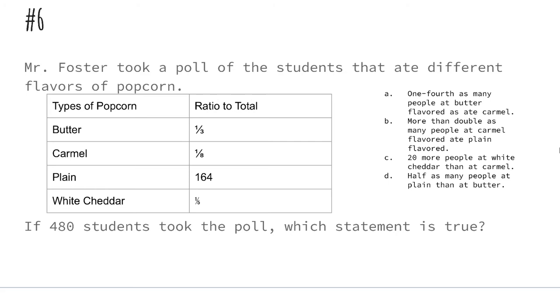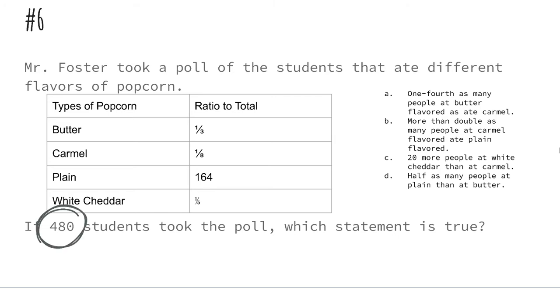Mr. Foster took a poll of the students that ate different flavors of popcorn. So on the left, we've got butter, caramel, plain, and white cheddar. And then we've got ratio to the total on the right. And this is out of 480 students that took the poll. And it wants to know which statement is true.